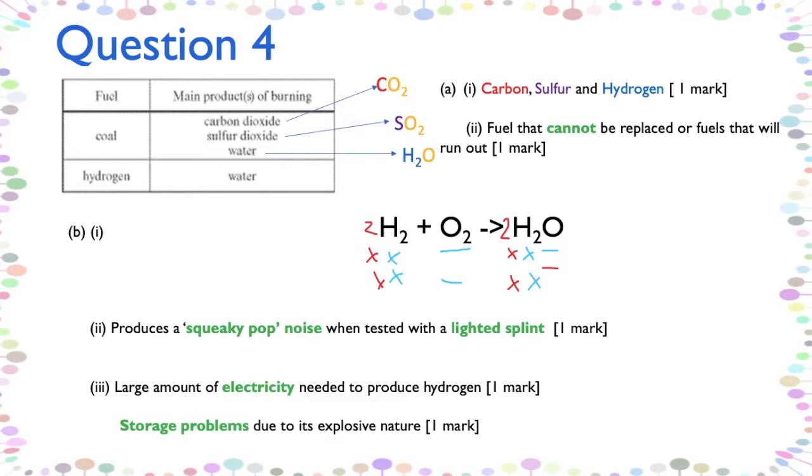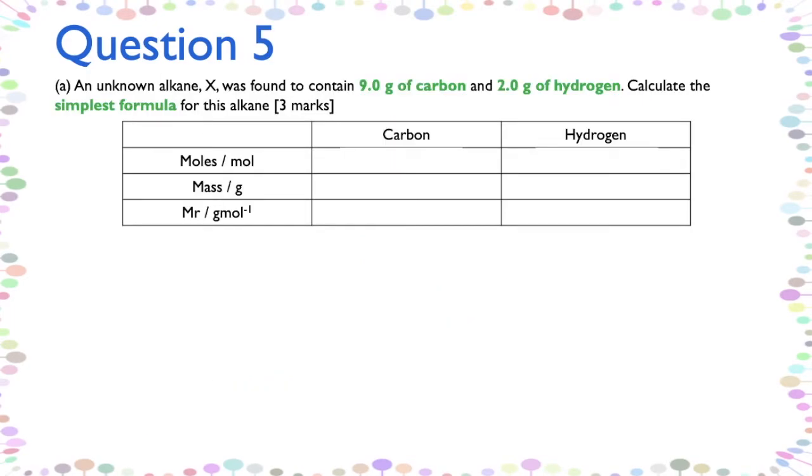So for question 5a, we have an unknown alkane labelled X, and it was found that it contains 9 grams of carbon and 2 grams of hydrogen. And we need to calculate the simplest formula for this. For these sort of questions, I like to fill out a table like this: moles, mass, and Mr. Firstly, we can fill in what we know. We know the mass of carbon and hydrogen, and that is 9 grams and 2 grams. We also know the Mr, which is 12 grams per mole for carbon and 1 gram per mole for hydrogen.